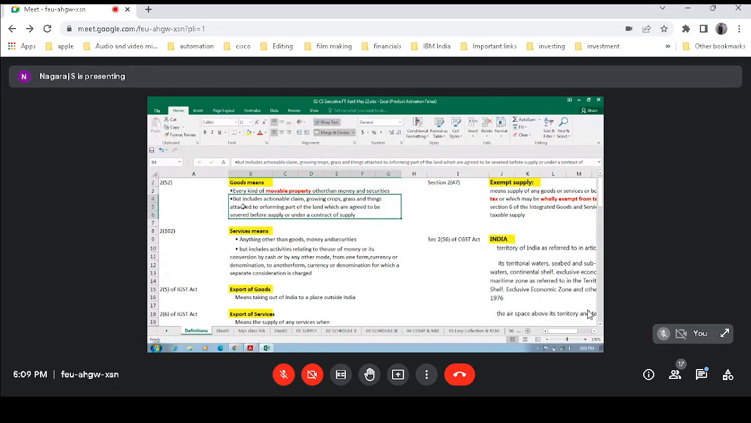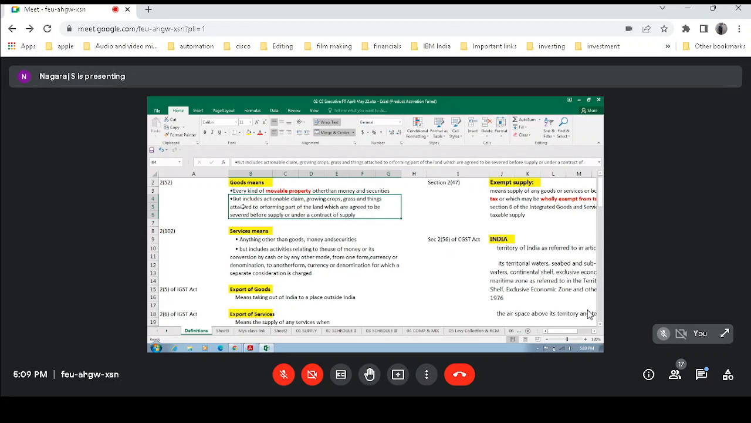Whatever they have told in this paragraph, Zomato and Swiggy are included as goods. Okay, what are those? Actionable claim. Actionable claim means any claim that you can take action on. It is called an actionable claim. Growing crops, what does that mean?